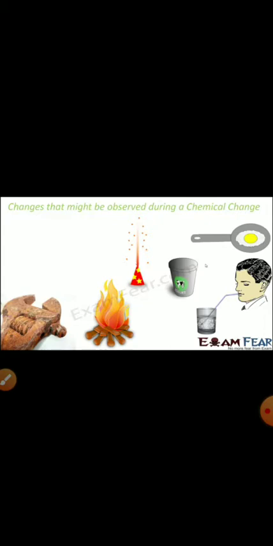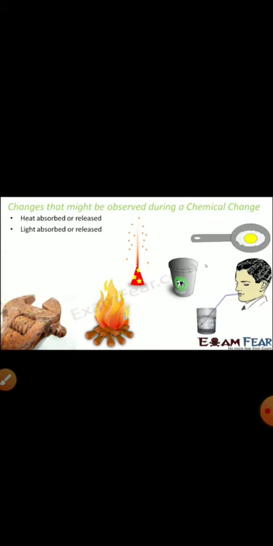Next, changes that might be observed during a chemical change. Here are some of the things I have given: burning of wood is a chemical change, rusting of iron is a chemical change, bursting of crackers, making an omelette, and curd. So in this process, heat is absorbed or released. When a chemical change occurs, heat is absorbed or released. That is one of the identifications of a chemical change.